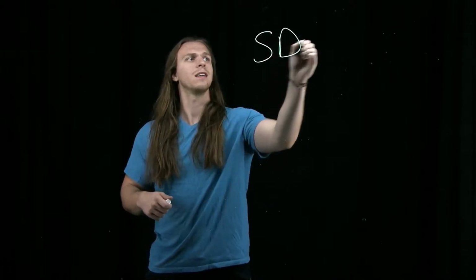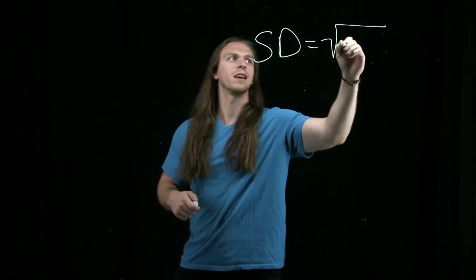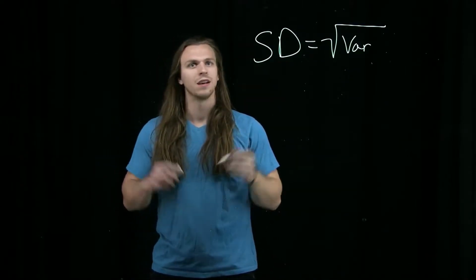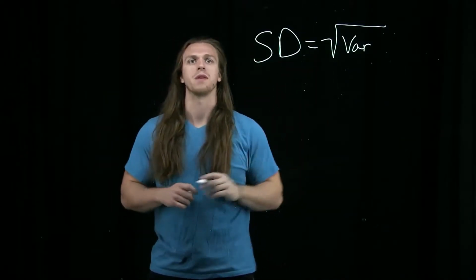Standard deviation is a measure of data variability, like variance. Standard deviation is simply calculated by taking the square root of the variance. Standard deviation equals square root of variance.